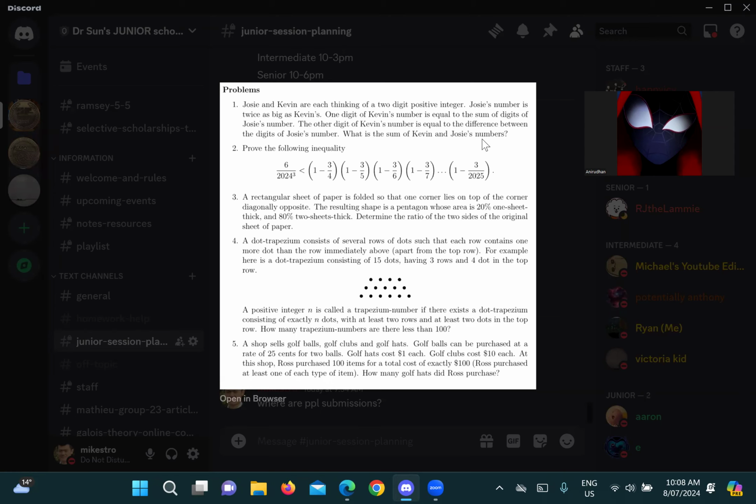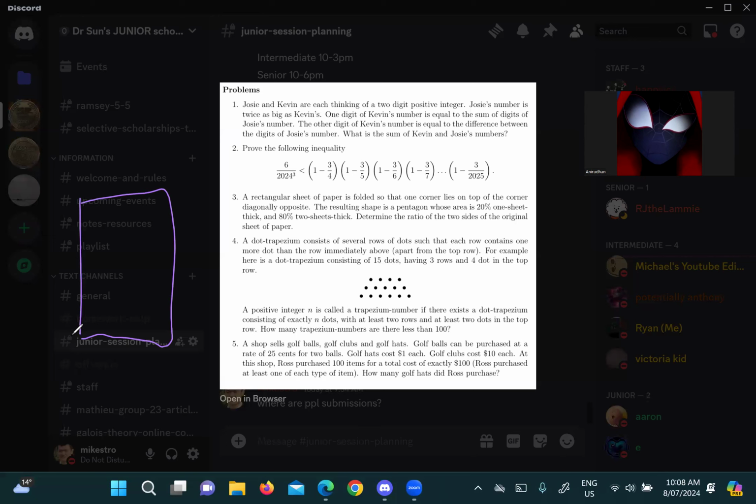But what does that mean? I got a rectangular sheet and I folded it like that and I counted five sides. Okay, can someone explain to me what that means? They have a rectangular sheet of paper, and you fold it from one corner to the opposite corner. So one corner lies on top of the corner diagonally opposite. So this corner lies here. Is that what we're doing? Yeah, okay.